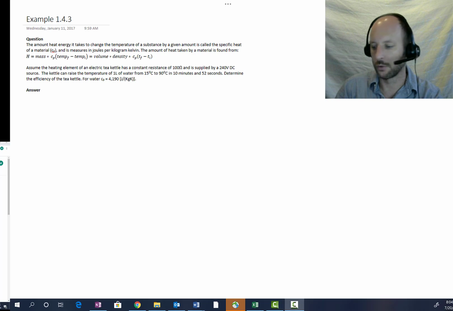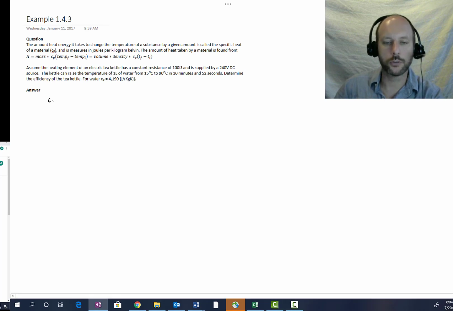There's one other constant we need to know, and that is the specific heat of water at standard temperature and pressure, which is 4,190 joules per kilogram Kelvin. I know there are some new concepts here, but hopefully this example will make those clear. They're pretty simple. So we're going to start by writing our givens.